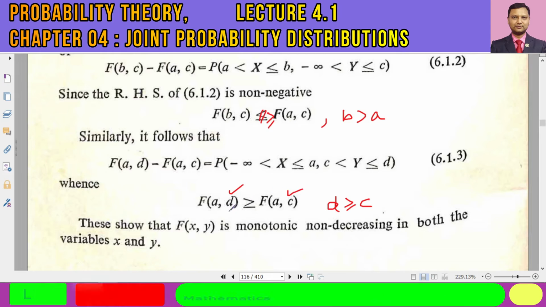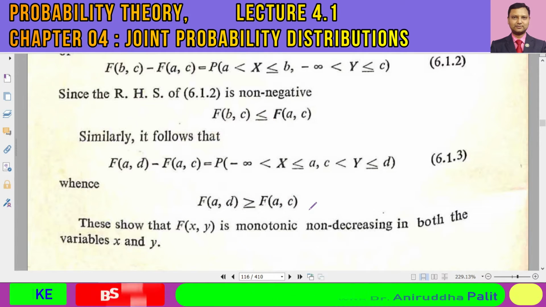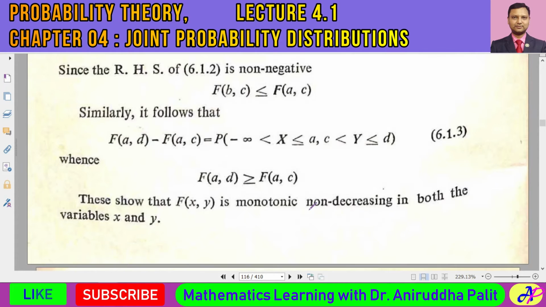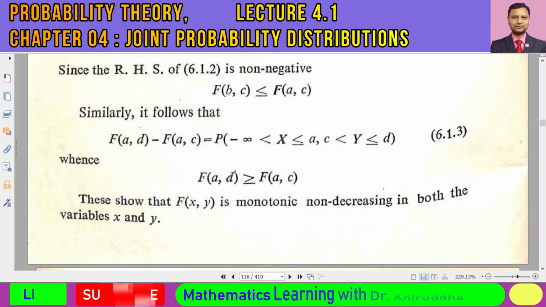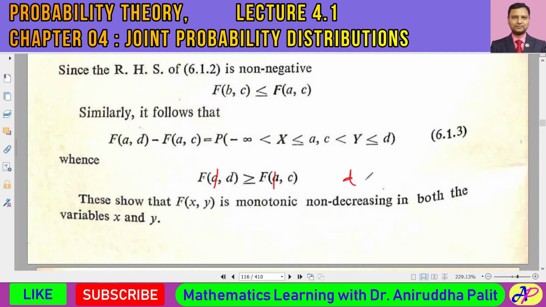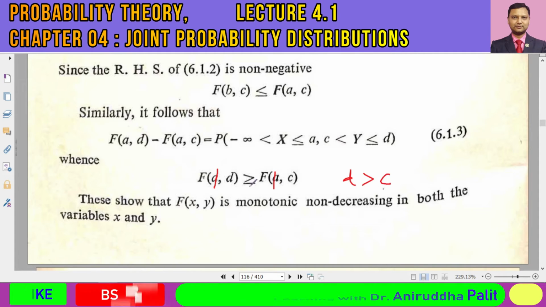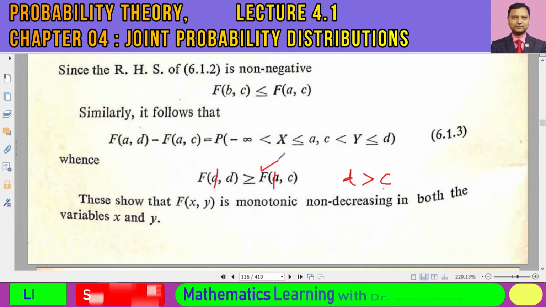F of D comma D is greater than or equal to F of A comma C. So this kind of variation occurs in the case of a distribution function. If you forget about this first coordinate, you can say D is greater than C, that's why F of D is greater than F of C. So you can say that F is monotone increasing, in fact not strictly, because equality comes.